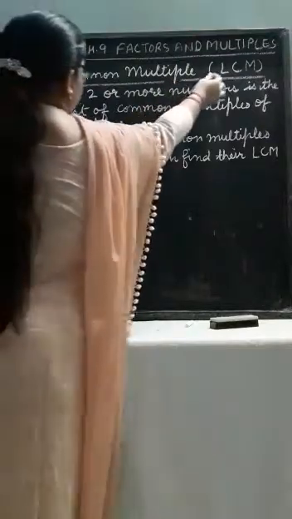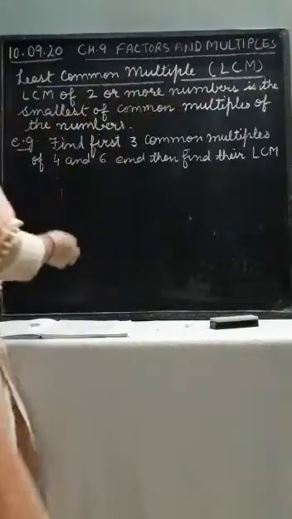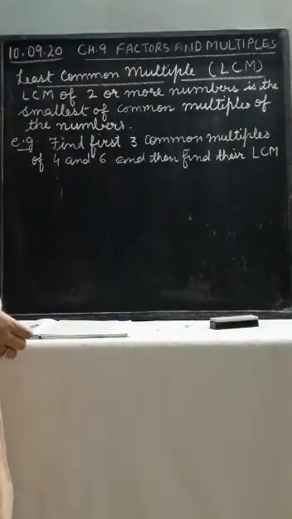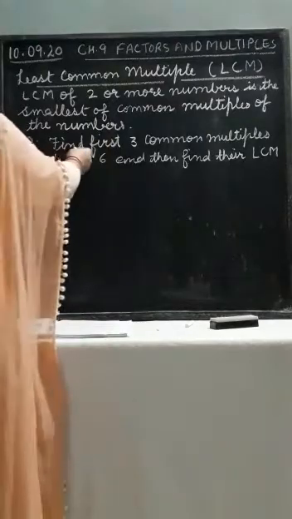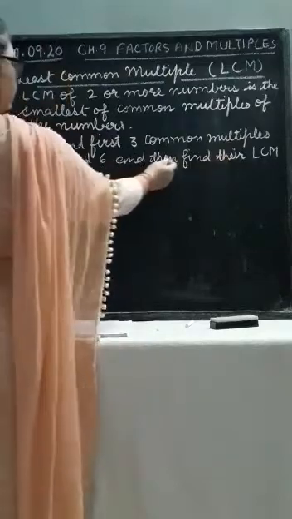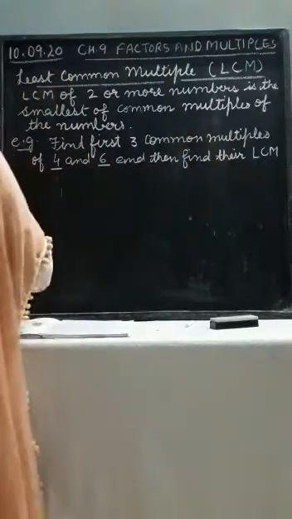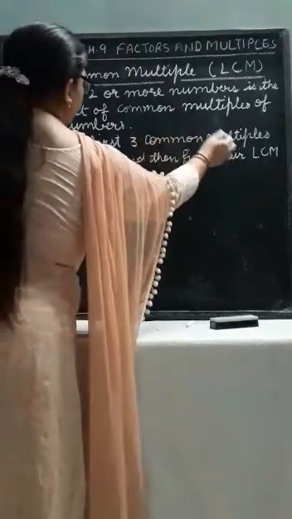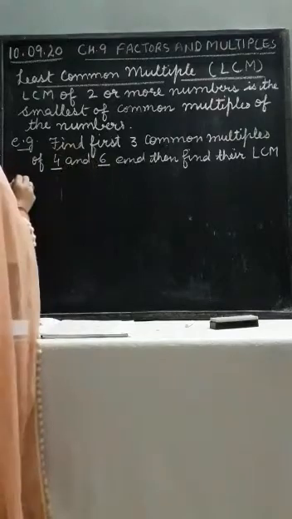Short form of this is LCM. LCM of two or more numbers is the smallest of common multiples of the numbers. For example, find first three common multiples of 4 and 6 and then find their LCM. Numbers are 4 and 6. To find out common multiples, firstly we will write the multiples of these numbers.